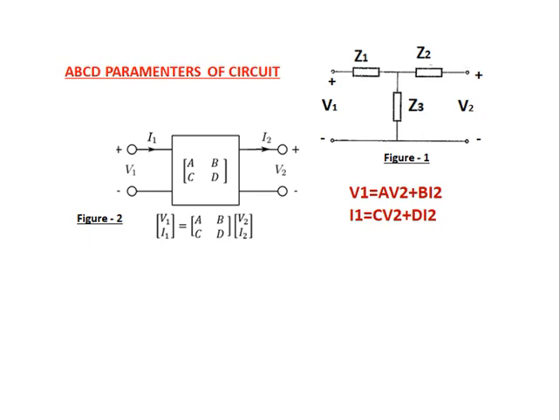The same circuit is represented in figure 2 as ABCD parameters instead of network or circuit components. V1 is the applied voltage, I1 is the current going into the circuit, I2 is the output current from the circuit, and V2 is the terminal voltage. So V1 and I1 are functions of the ABCD parameters, V2 and I2. That is, input is a function of output. In matrix form, V1, I1 equals matrix ABCD times V2, I2.